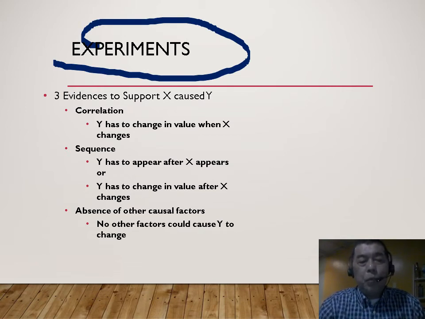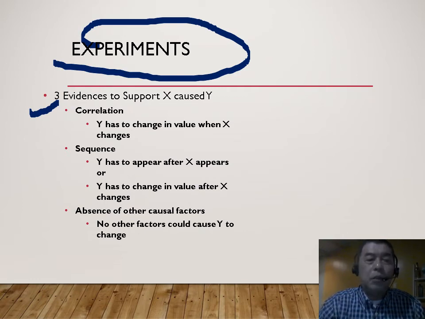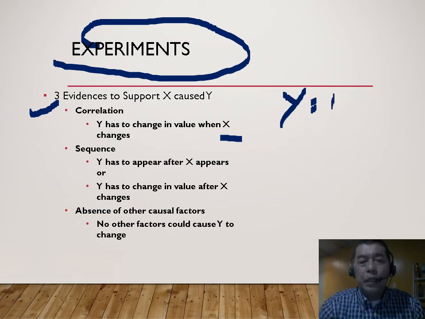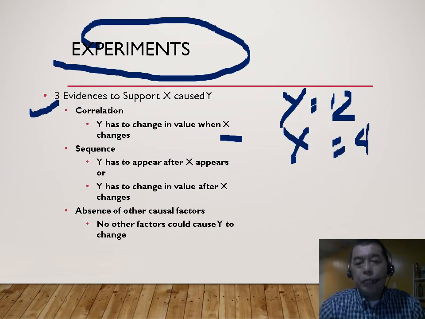In experiment, we mentioned already correlation and causation. And in correlation, the three evidences to support X that is causing Y. In correlation, Y has to change in value when X changes. Meaning to say, the value of, let's say, Y is going to change when X value is going to change. Meaning to say, from 4, it went to 5, so this one is going to change.